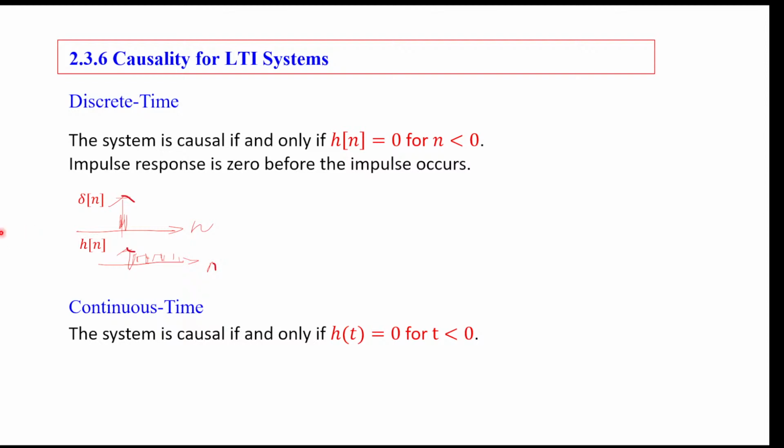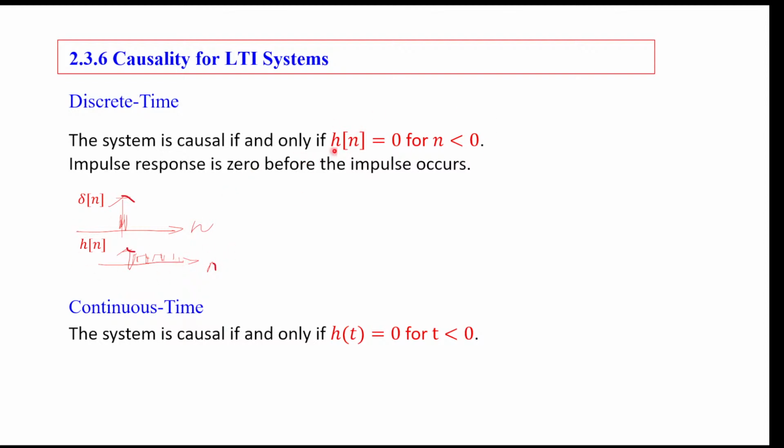So you think about your system: when your input is 0, then the output should be 0 by linearity. Then you change the input to non-zero at n equals 0. Because the system is causal, the response can only happen after this impulse hits at n equals 0. So the impulse response should be non-zero only when n is greater than or equal to 0.